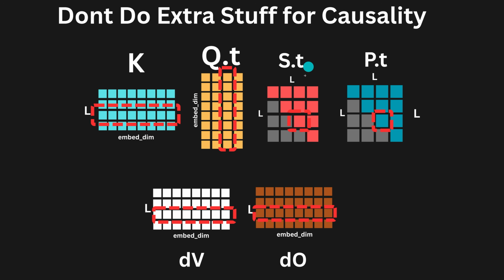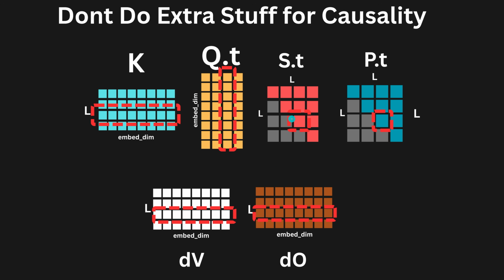Of course, we're also going to have some extra things here, like not doing extra work for causality. So our causal mask now is underneath. It's flipped around because this is S transpose or P transpose. So when it used to be a top right triangle, now it's a bottom left triangle, right? But it's the same thing. It doesn't really matter. It's just flipped around because it's a transpose.